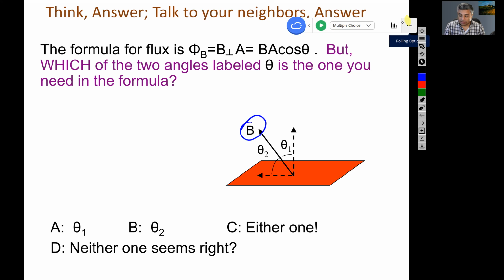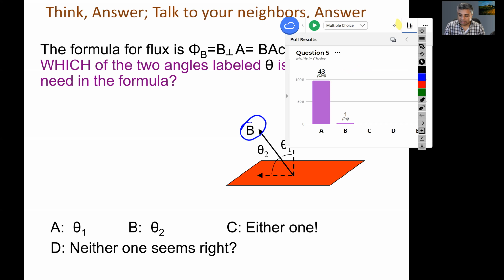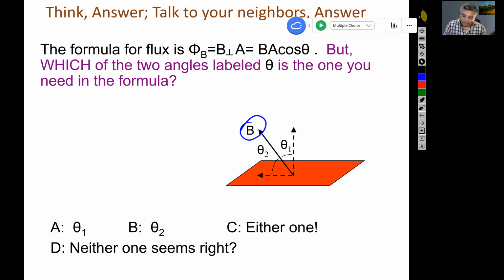Okay, what did we get? Almost all A, and that is the correct answer. Remember, this is the normal to the plane. So this is the plane, this is the normal to the plane, and this is the magnetic field. So this is the angle we are looking for.